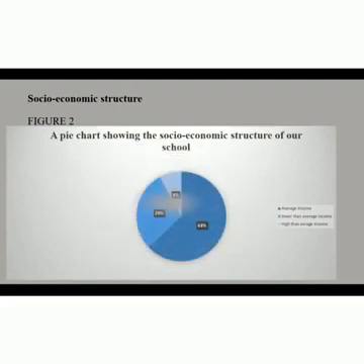Next on the slide, we have the socio-economic structure of our school. Figure 2 is a pie chart showing the socio-economic structure of our school. Basically, this information was accessed from the school, and it showcases the number of learners from homes with average income, lower than average income, higher than average income. 63% are the learners from homes with average income. 29% are the learners from homes with lower than average income. 8% are the learners from homes with higher than average income.